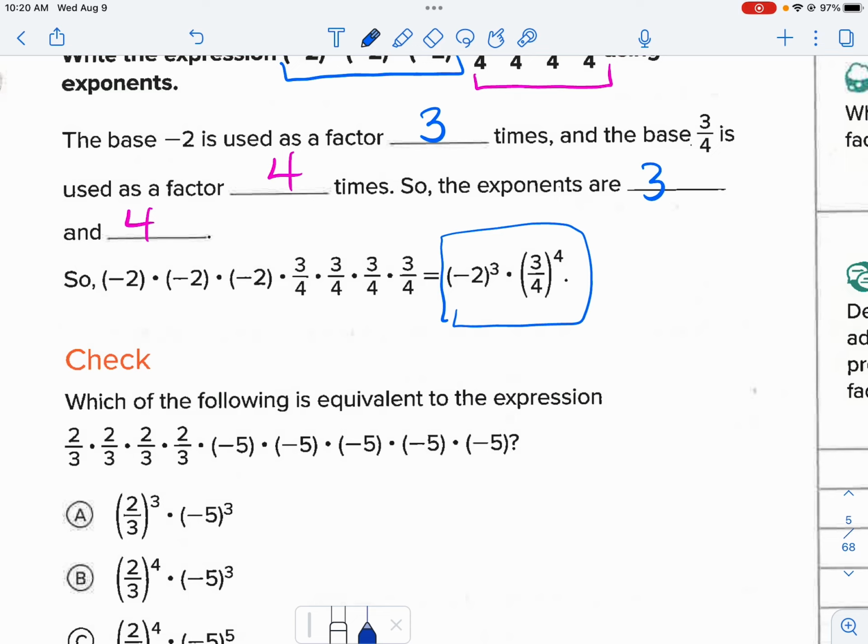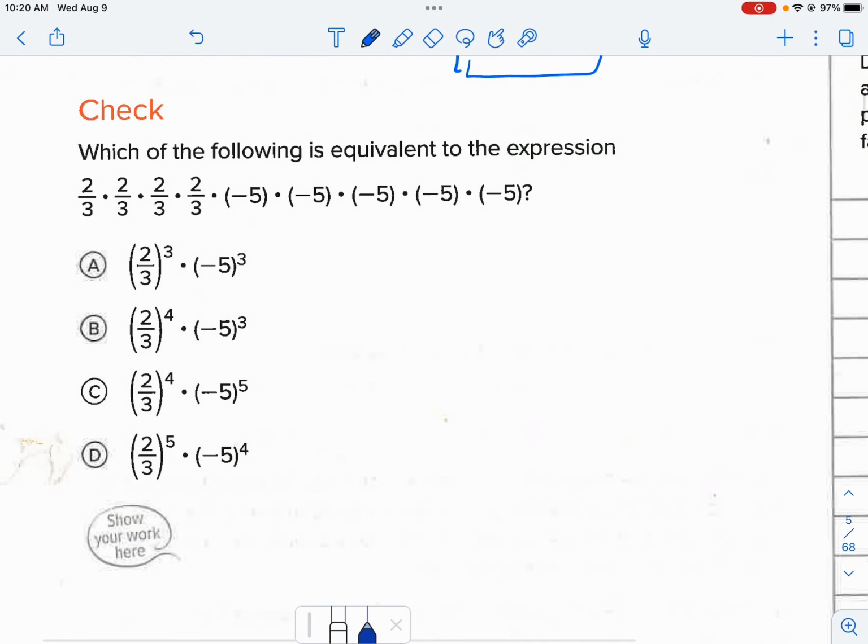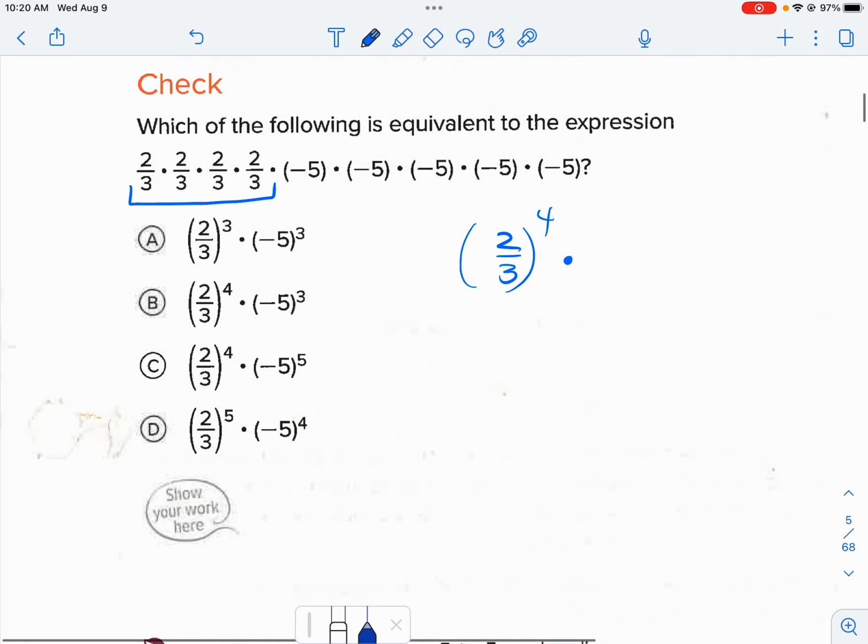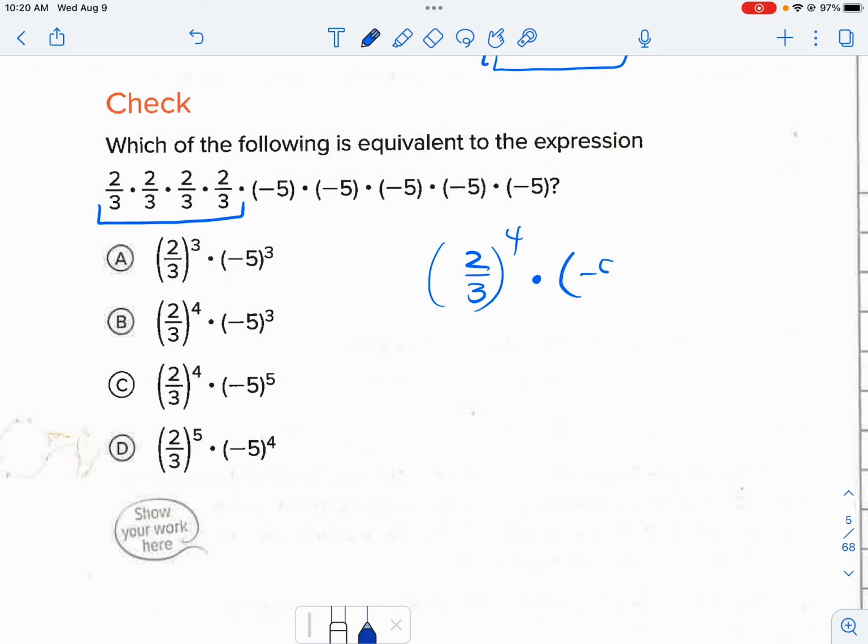So I come down to this next one. How many 2/3 do we have? We have 4 of them. Okay? Sorry about that. How many negative 5's do we have? We have 1, 2, 3, 4, 5. So it should look like that. So 2/3. So it's either going to be one of these 2. If I was looking at the 2/3, now if I'm looking at the 5, it tells me it's going to come out to be this one.